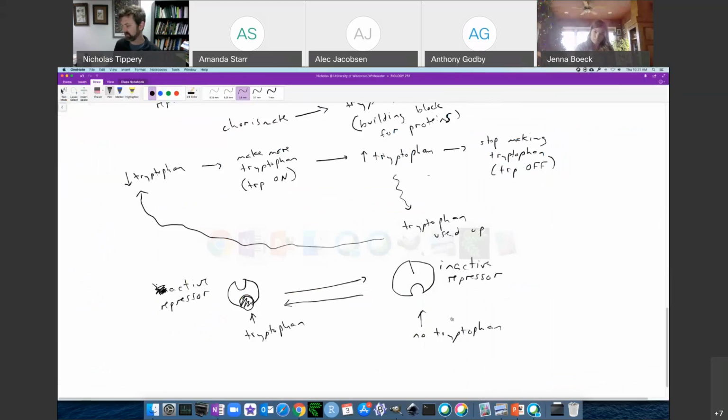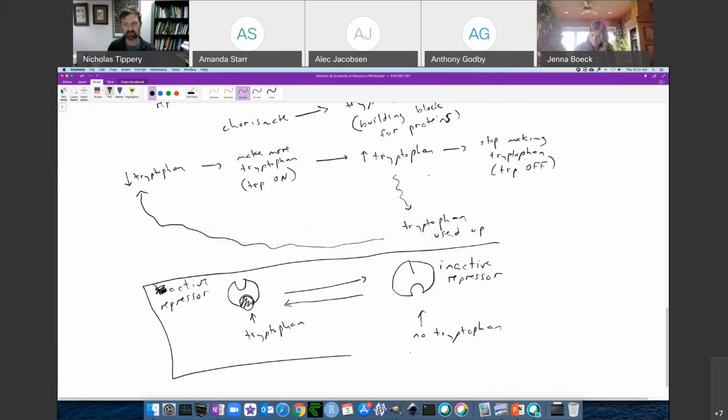So another version of that allosteric regulation, the tryptophan interacting with the repressor still changes its shape, except in this case, without tryptophan, it's not repressing, and then with tryptophan, then it can repress. So a nice illustration of how a repressor, depending on the repressor, can be involved in an inducible transcription system or a repressible transcription system.